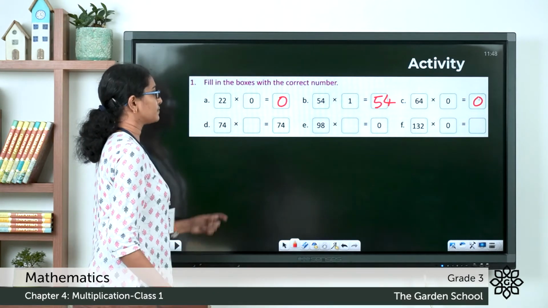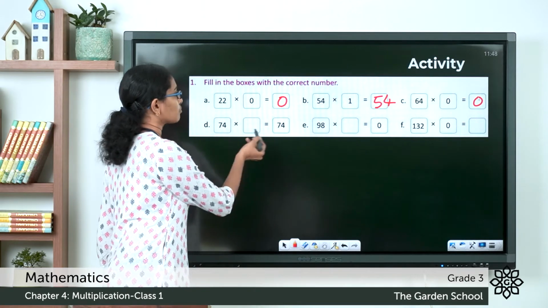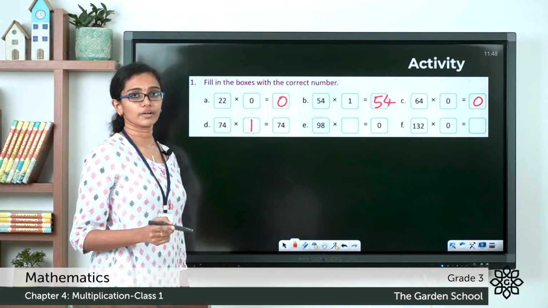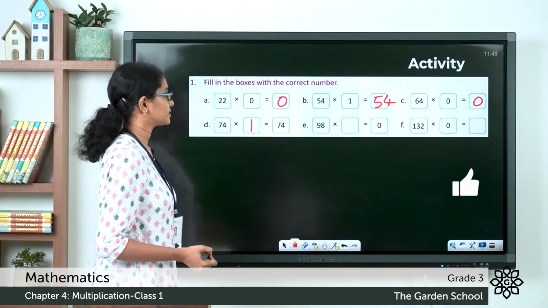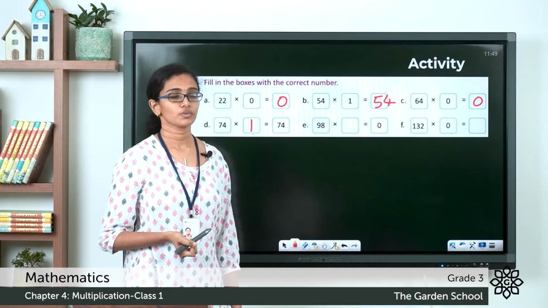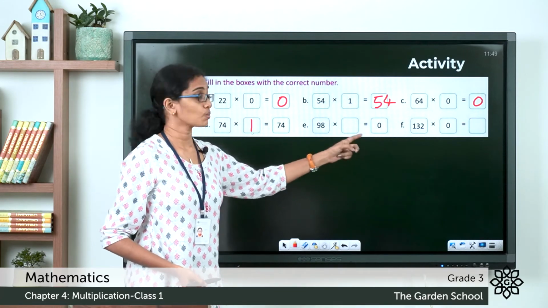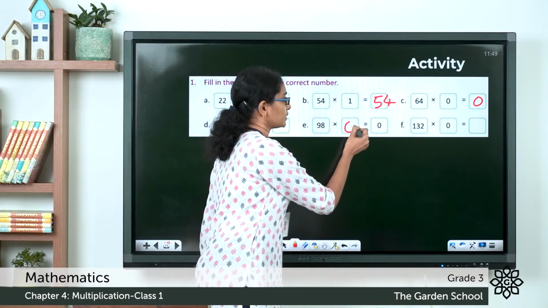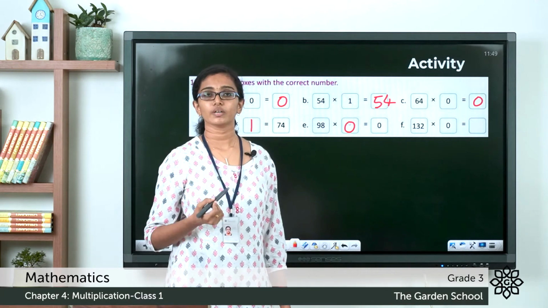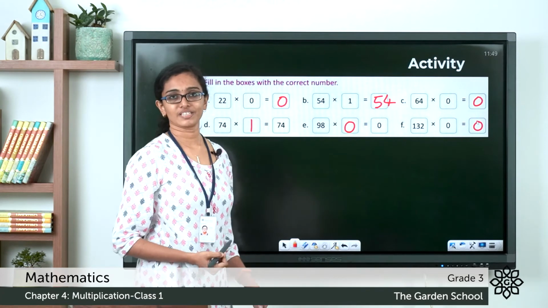Now, question D, 74 into dash gives you 74. See, we don't know this number, but the product is the number itself. So, what should come here? Here, it should be 1, right? So, 74 into 1 gives you 74. Then, 98 into dash gives you 0. So, the product is 0 and we have one of the numbers. For the product to be 0, what should come here? The multiplier should be 0, right? Now, question F, 132 into 0. Any number into 0 gives 0 itself as the product, right?